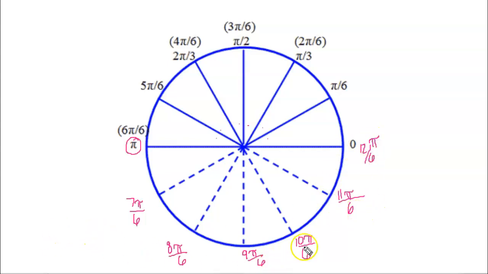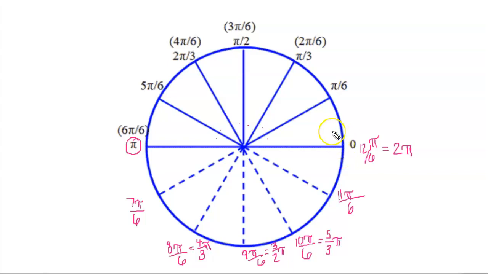Now, some of those fractions do need to be reduced. 8/6 actually reduces to 4/3. So you would want to make sure you reduce that fraction. 9/6 is going to reduce to 3/2. 10/6 is going to reduce to 5/3. 11/6 doesn't reduce. And 12/6 reduces to 2 pi, which we knew already. We know the whole circle is 2 pi radians. So we can figure out these radian measures to go along with the angle measures.